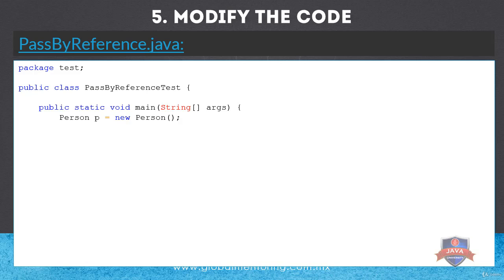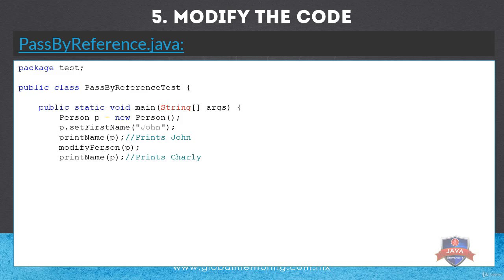using the empty constructor. So the variable P, what stores is the reference of the object that was created in the heap memory. And we modify the first name attribute using the setFirstName method, and we are passing the string John. We print this name. We are going to create this method printName, and we are passing the reference of the P variable. We use another method modifyPerson, and we are going to create this method later. This method receives a reference of type Person. That's why we are passing the P variable. And we print again this variable.